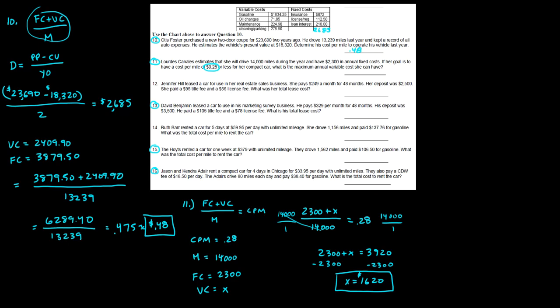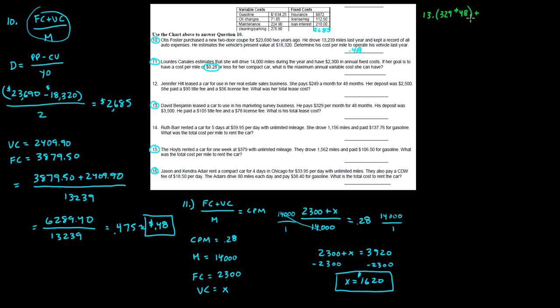I'm going to switch colors here and go over to 13. For number 13, it is telling me David leases a car. It's $329 a month, 48 months. There's a deposit. So remember, this is the number of months times the cost per month. So it's 329 times 48, because you have to pay all those payments.